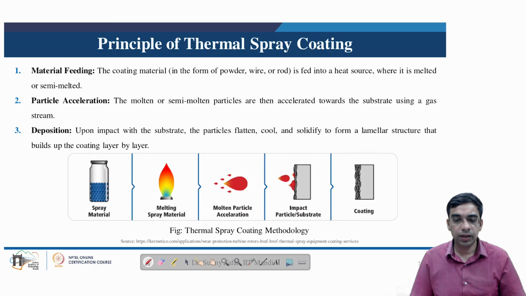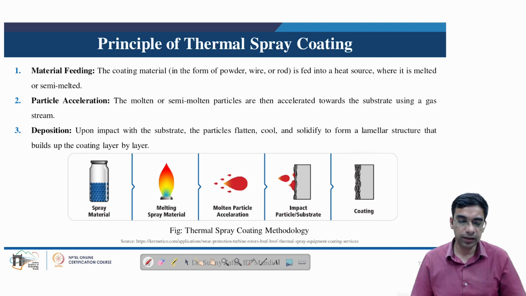The principle of thermal spray coating involves material feeding. Coating material in the form of powder, wire or rod is fed into the heat source where it is melted or semi-molten. Particle acceleration is the second step, where the molten or semi-molten particles are accelerated towards the substrate using a gas stream. Deposition upon impact with the substrate leads to particle flattening, cooling and solidifying to form a laminar structure that builds up the coating in a layer by layer fashion.